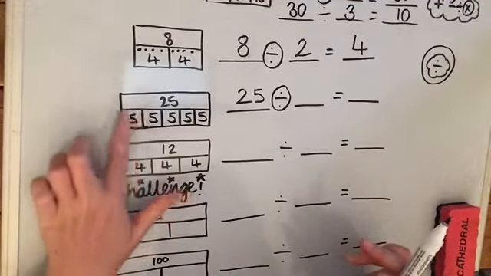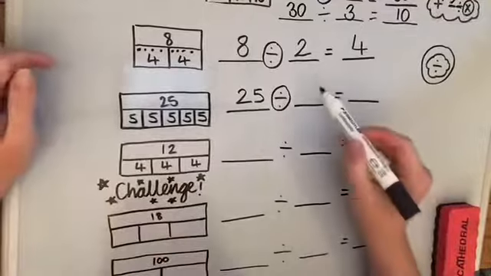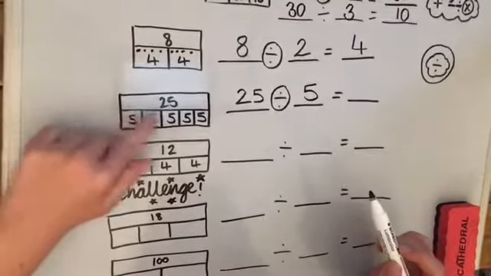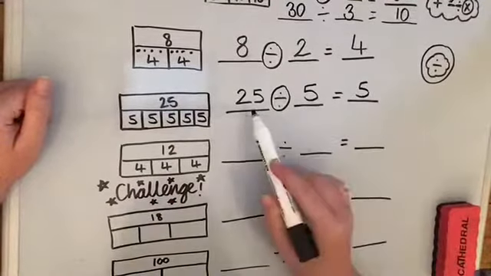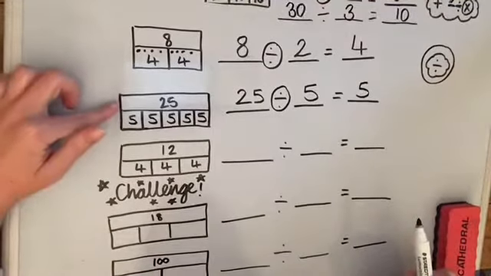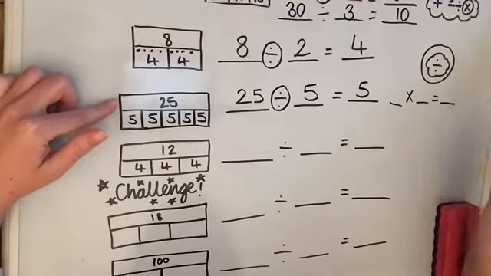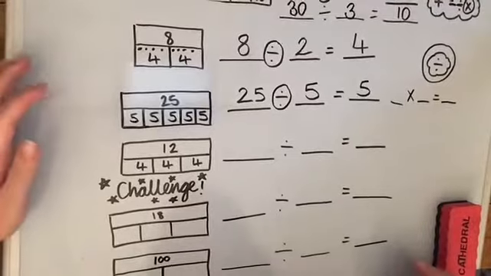Let's count the chunks. 1 chunk, 2, 3, 4, 5. So we're sharing between 5. And how many in each chunk? Well, I can see that it's 5. So 25 divided by 5 equals 5. Some of you might be up for the challenge and might be able to spot the multiplication that goes with it. But if you don't, worry not, because we're going to go on to that tomorrow.